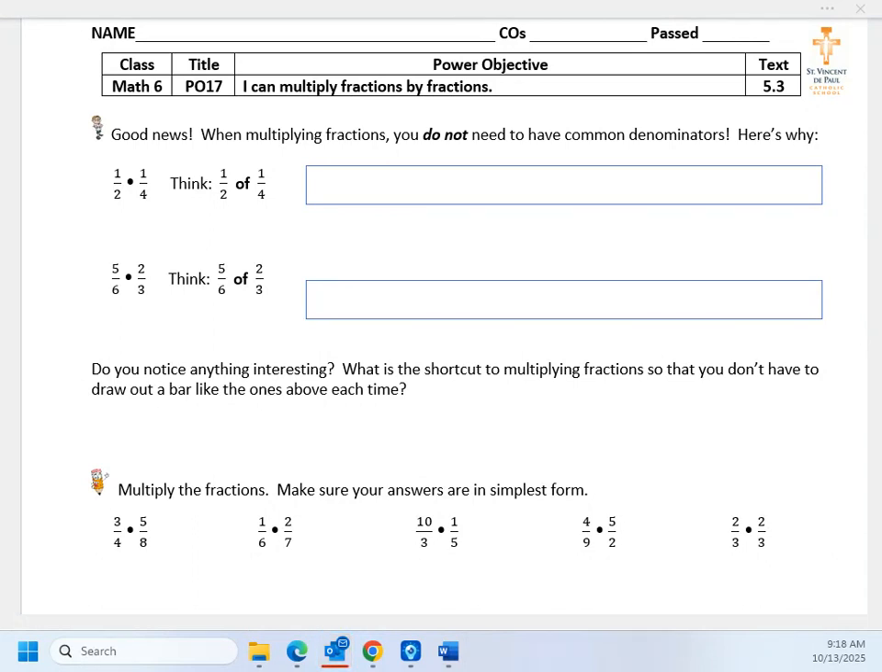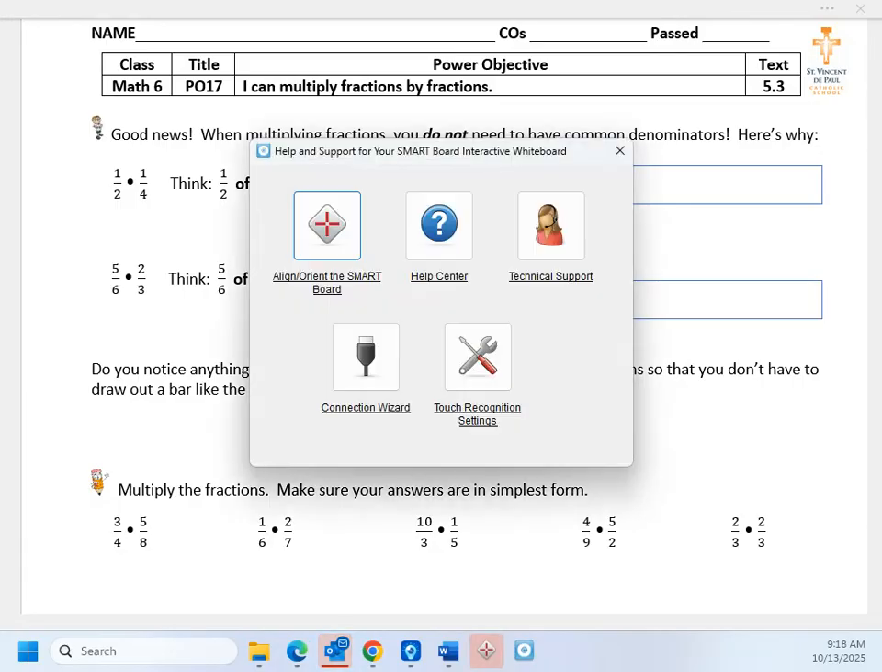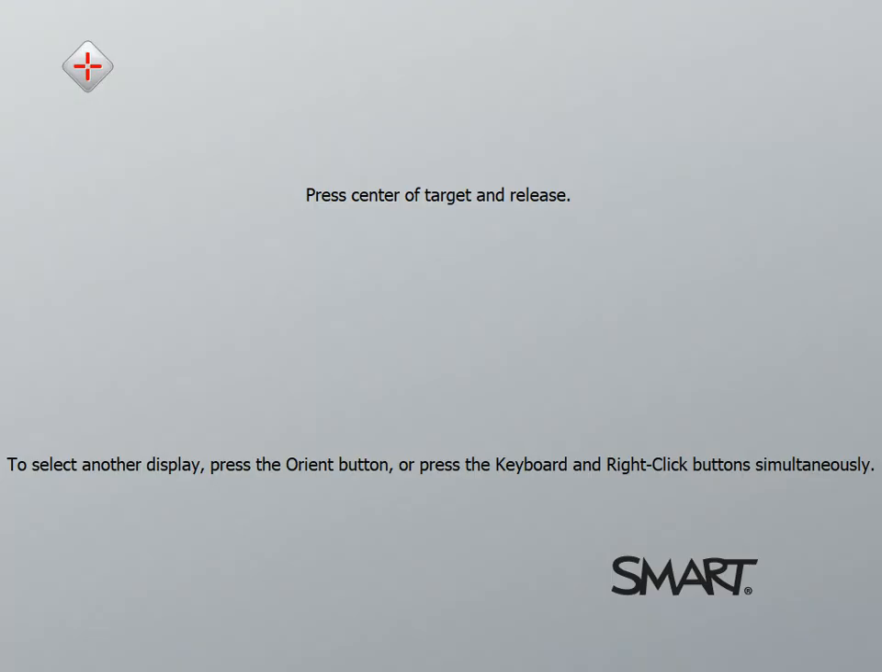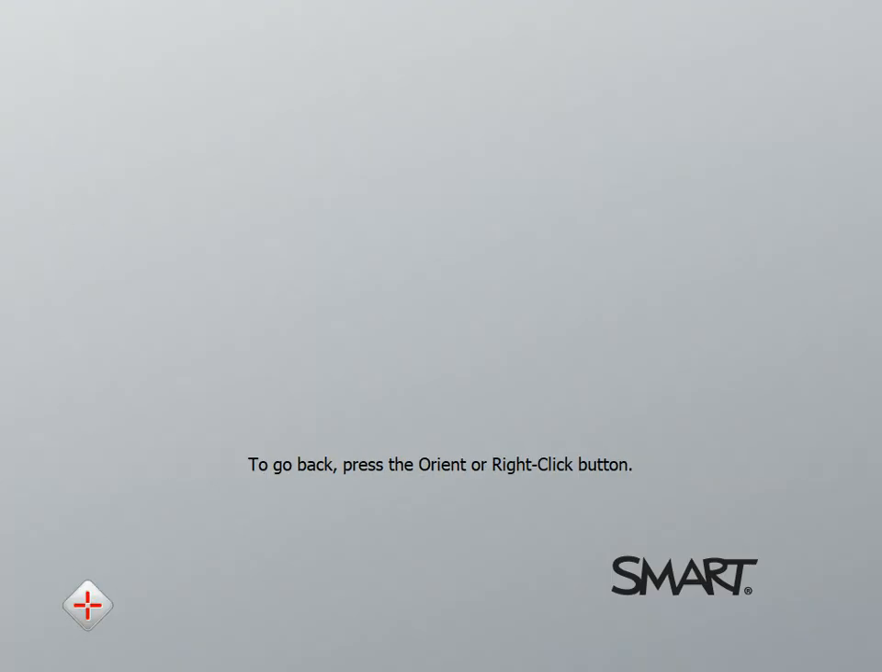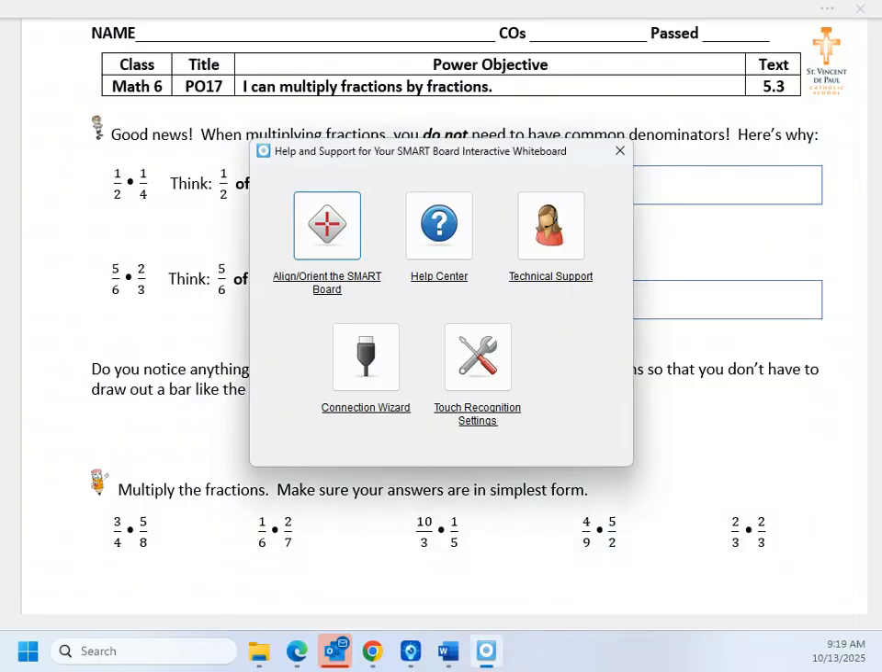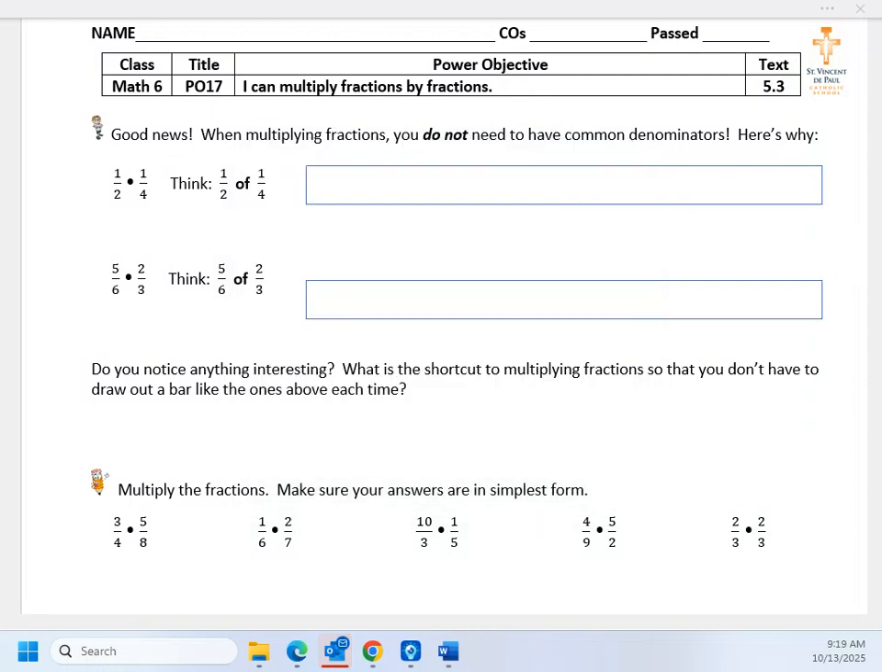It was working earlier. Why is it not working? Mrs. Leach even helped me get it to work. So let's see if we can get this working. Let's try this real quick. All right, now it's working.